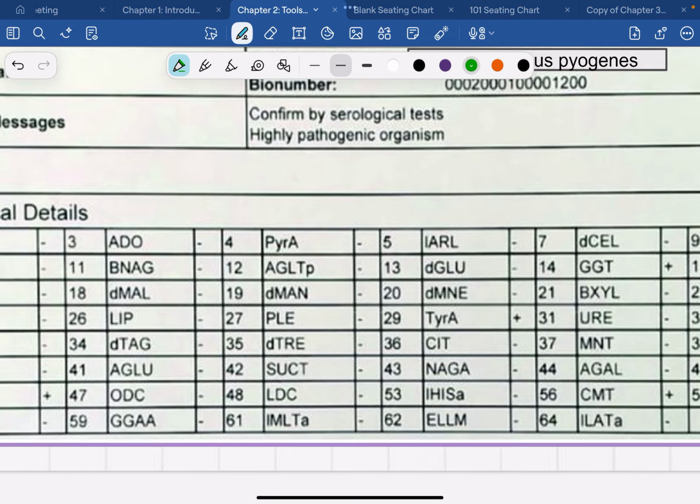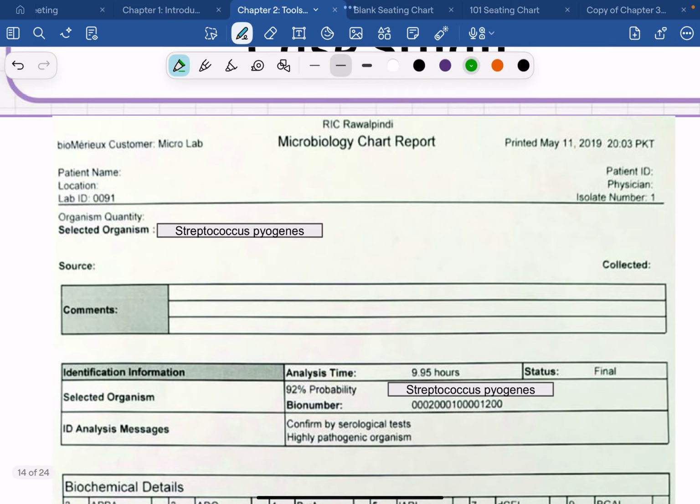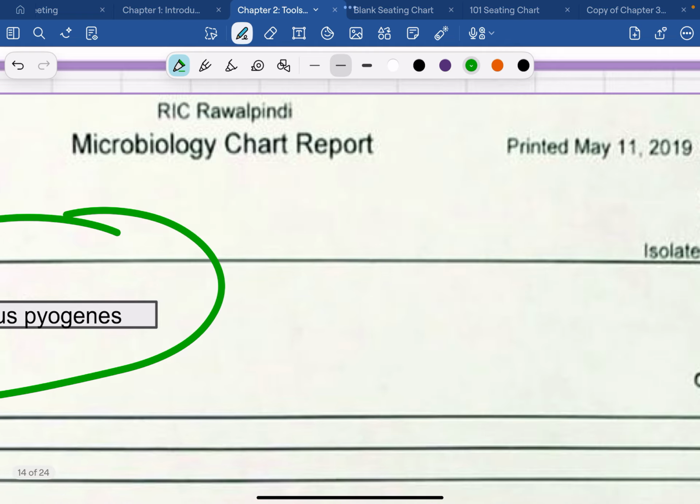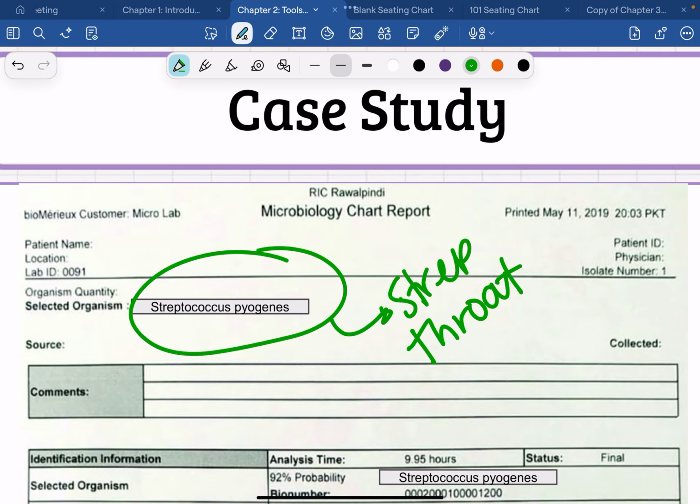And you can see at the bottom, and I don't expect you to understand all of this, those are all the biochemical tests that this instrument ran, okay? It has all of these tests, and it tells you whether it's positive or negative for all of these different things, and it compares that to a database, and it tells you that your bacteria is Streptococcus pyogenes, which is the bacteria that is responsible for strep throat. So our patient has definitively strep throat.